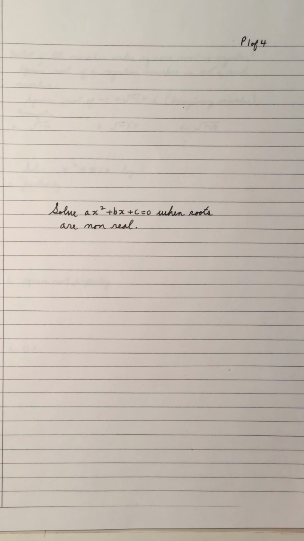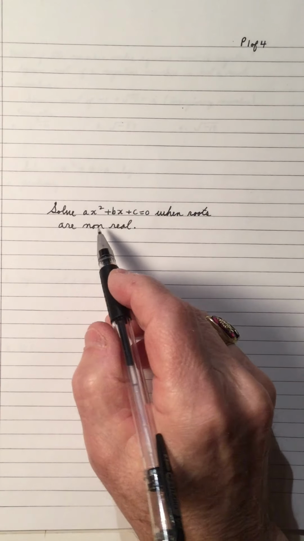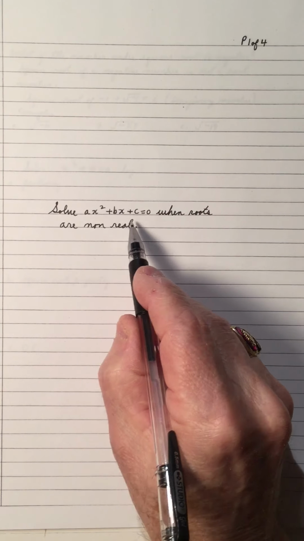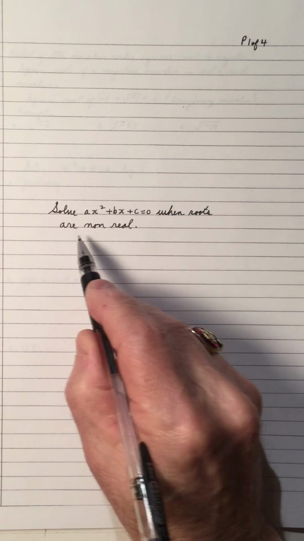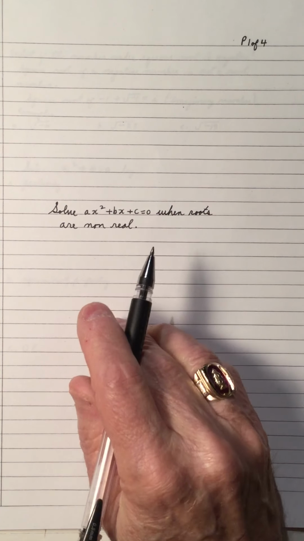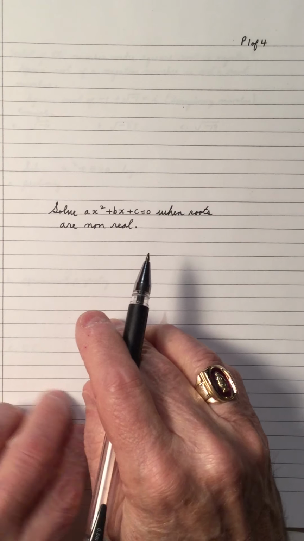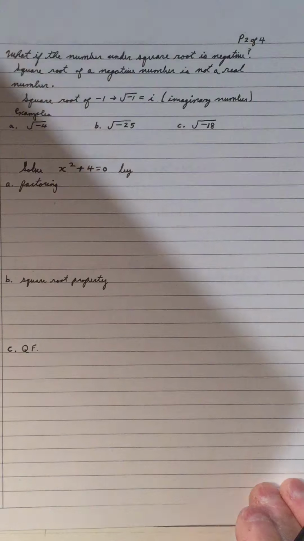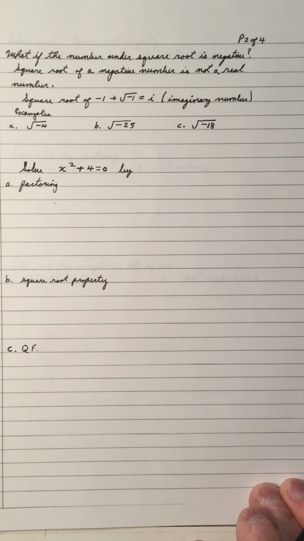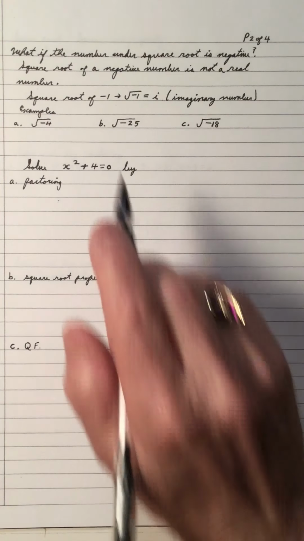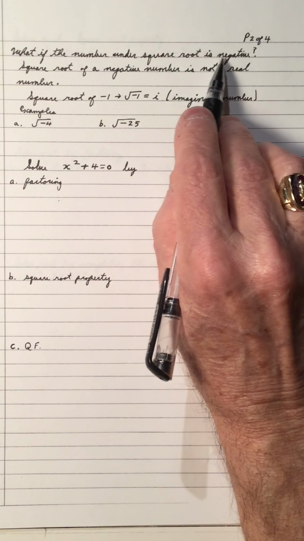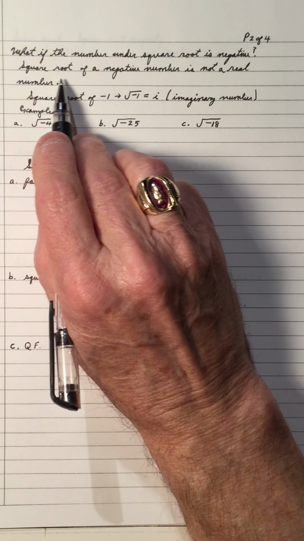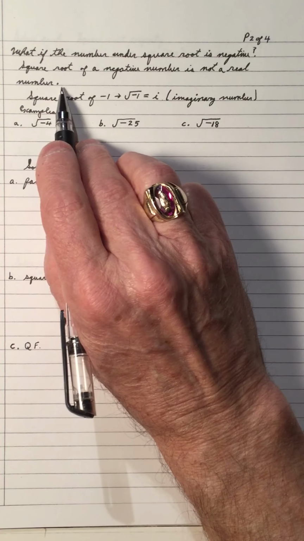Hi, welcome to my video on solving ax squared plus bx plus c equals 0 when the roots are non-real. That means the roots are going to be imaginary, with the i, because it's a square root of a negative number. What if the number underneath the square root is negative? The square root of a negative number is not a real number.